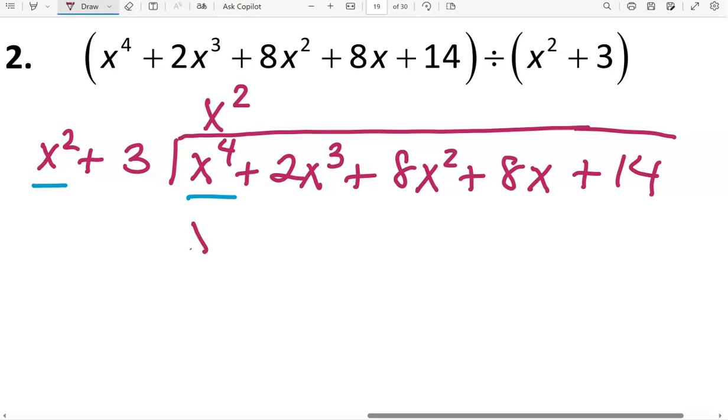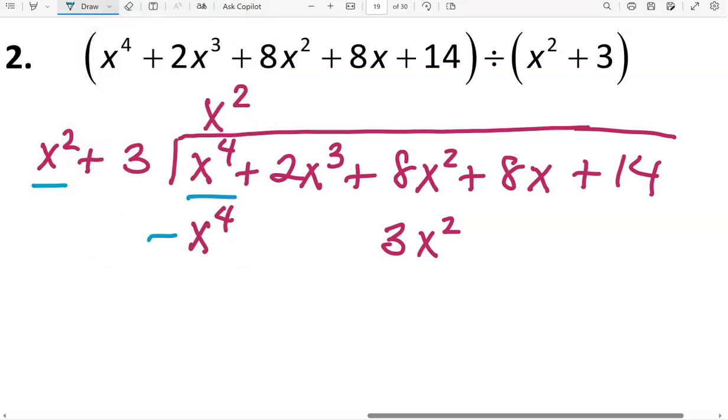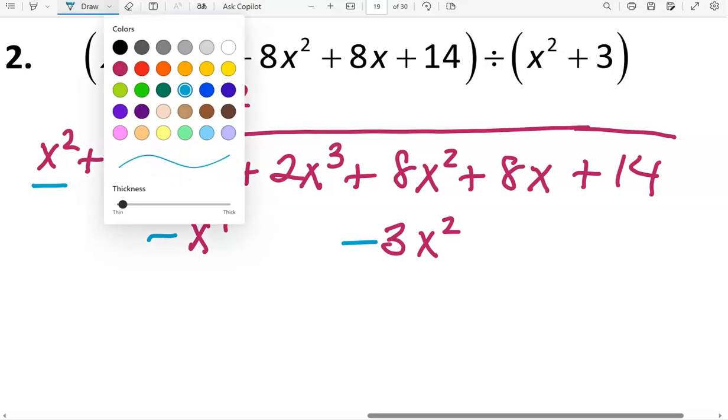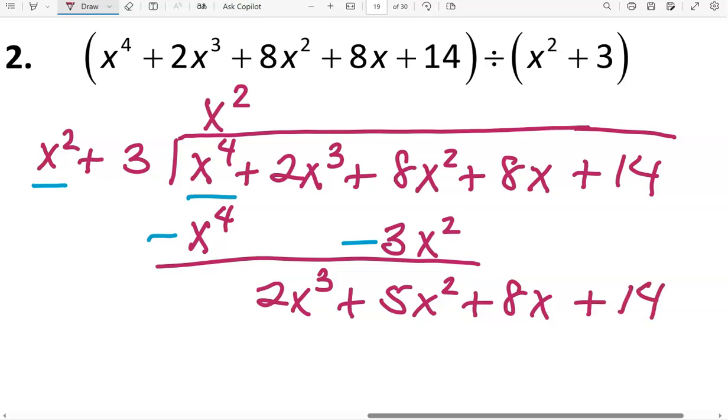X squared times x squared is x to the fourth. X squared times 3 is 3x squared. Be careful to place the 3x squared underneath its like term in the dividend. Now we're going to change the signs of both of those terms and add, and we get 2x cubed plus 5x squared plus 8x plus 14. I'm just going to bring down all the terms.